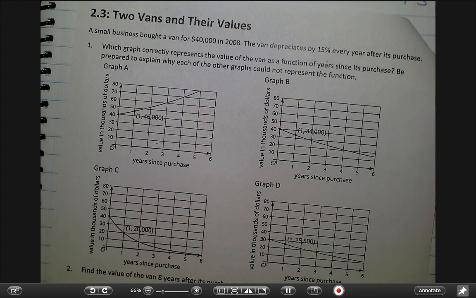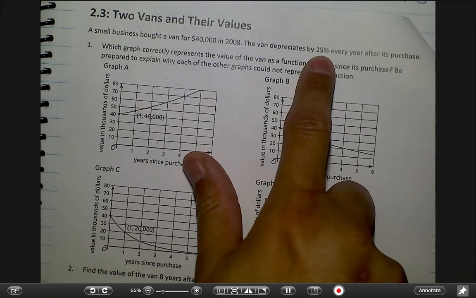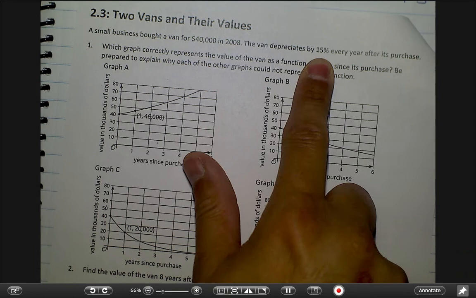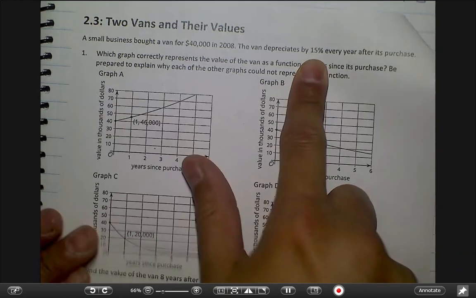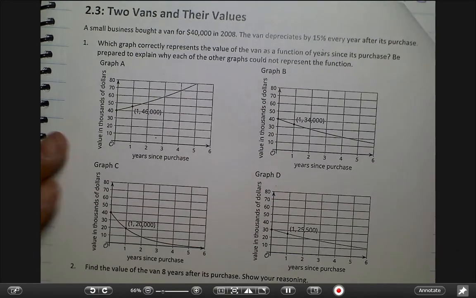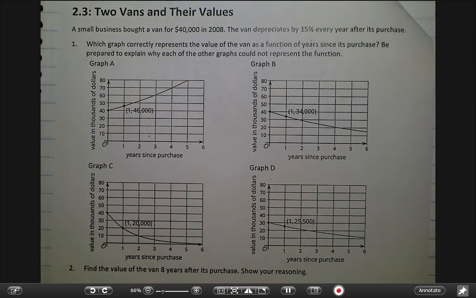But now depreciate, we said, is going to go down. So we're going to start with that 100% and then do what? Subtract. So in this case, we're subtracting 15. So let's take a look. Before I do the math on this, it says which graph correctly represents the depreciation. Let's start off with, is there any of them that I could get rid of?